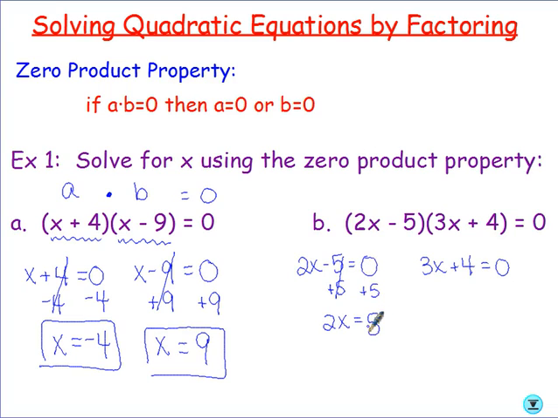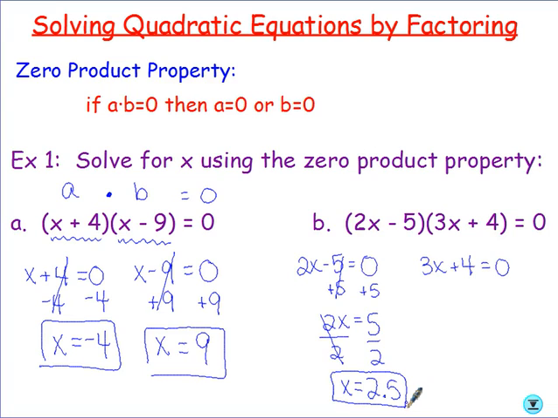But I'm not done this time. I still need to get rid of the 2. I do that by dividing. I'm left with x equals 5 divided by 2, which in this case is a very nice decimal, 2.5, and I will happily accept that.